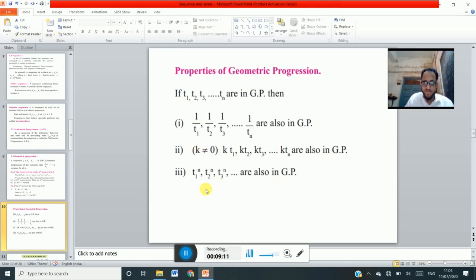And the third property is: if this is in GP, then T1 to the power n, T2 to the power n, T3 to the power n, for any number n, are also in GP. So these are the properties of geometric progression. This is some basics about sequence and series, geometric progression and arithmetic progression. So try to understand this. Now this is enough for the first day.